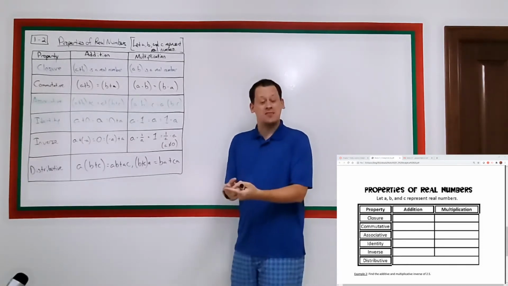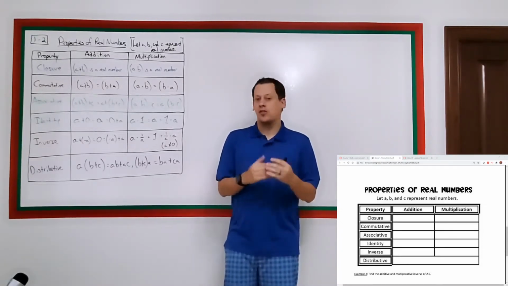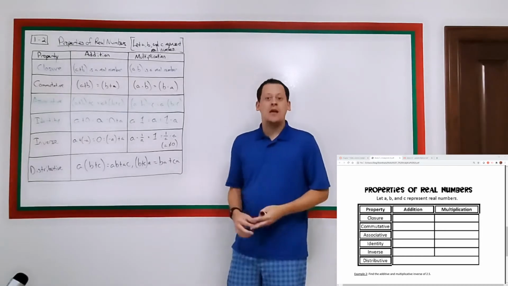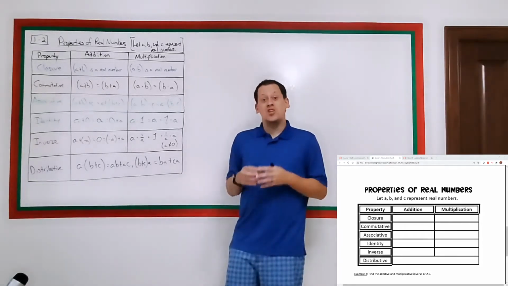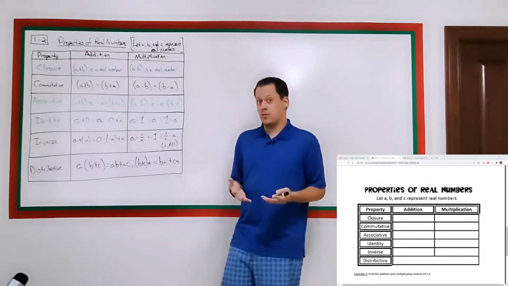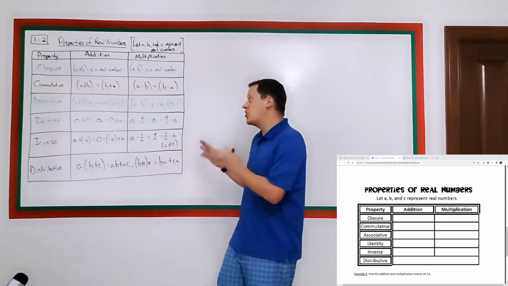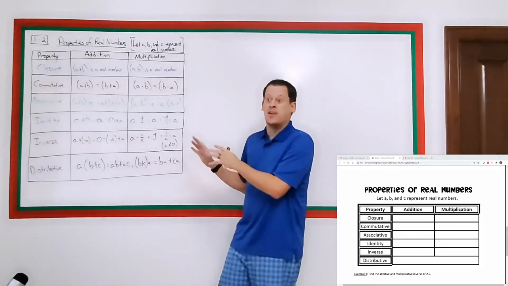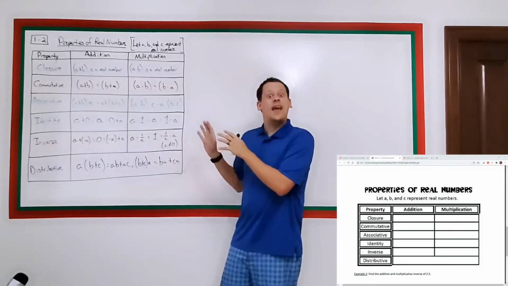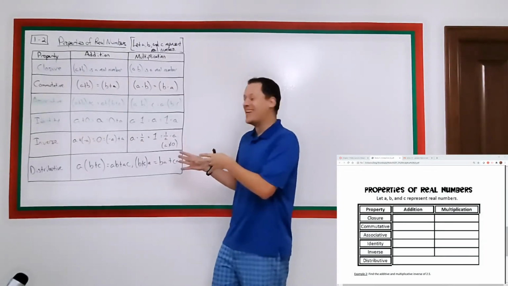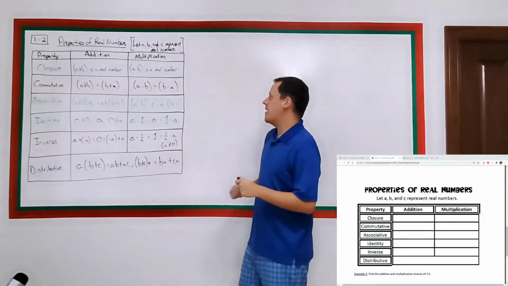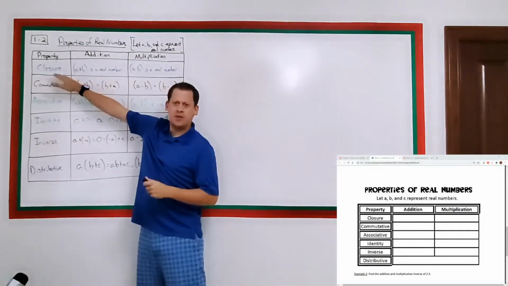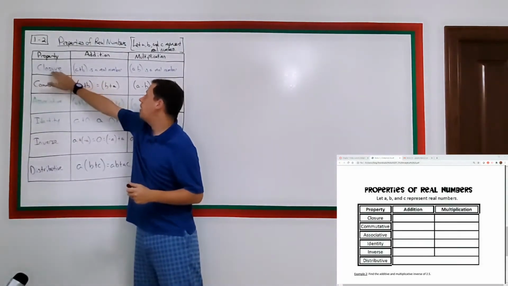So remember in the last video we talked about real numbers and how they're classified in different groups. This explains all the things we can do with real numbers, which is actually pretty neat. It's a good thing that these work the way they do, because if not, there would be chaos everywhere. So let's start talking about these. We'll start at the top here with the closure property.